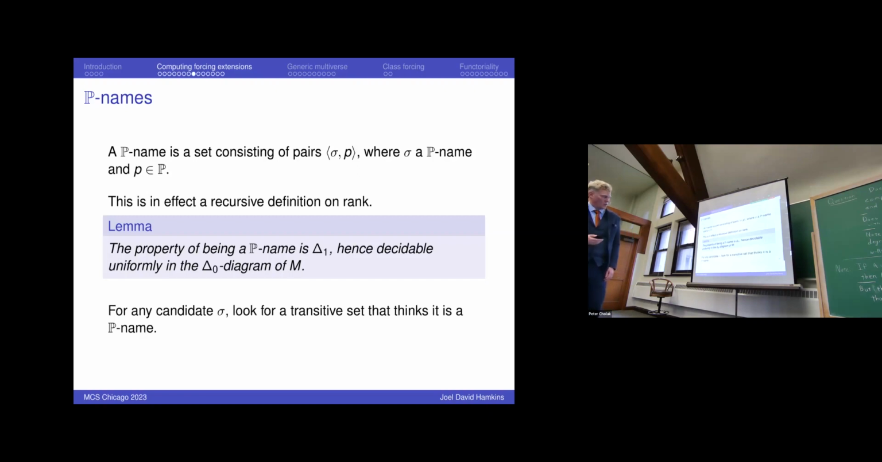Okay. Or here's a different account. For anything sigma that you're trying to see if it's a name or not, look for a transitive set that thinks it's a P name. Whether something is a P name or not is going to be absolute to any transitive set. So I'm just searching for a transitive set, but being transitive is itself, I mean, you just have to say every element of an element is an element. That's a delta zero property. So I'm looking for a witness that satisfies that delta zero property plus the satisfaction relation thinks that that sigma is a P name.